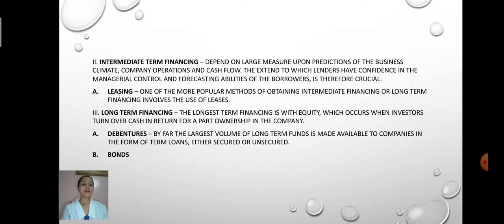Long-term financing. The longest-term financing is with equity, which occurs when investors turn over cash in return for a part ownership in the company. A. Debentures. By far the largest volume of long-term funds is made available to companies in the form of term loans, either secured or unsecured. B. Bonds.